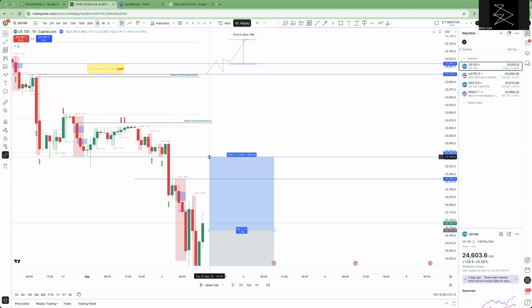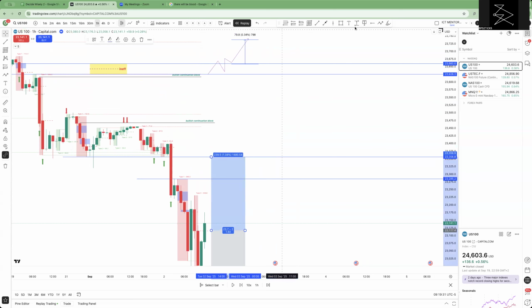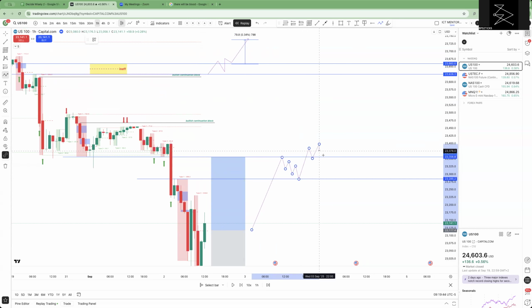If we get that, and we even get it more, so if we go up and then print our bearish expansion, and then inside there we also print a bullish expansion, and then we have a continuation block, I would then hold that trade up here. That's the idea. It's just an anticipation.